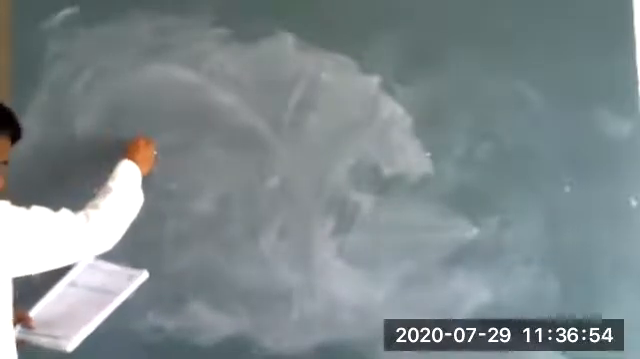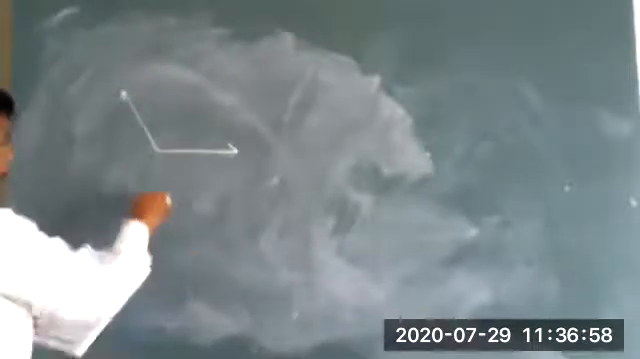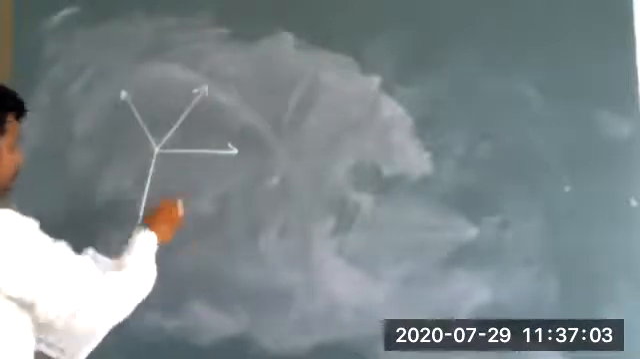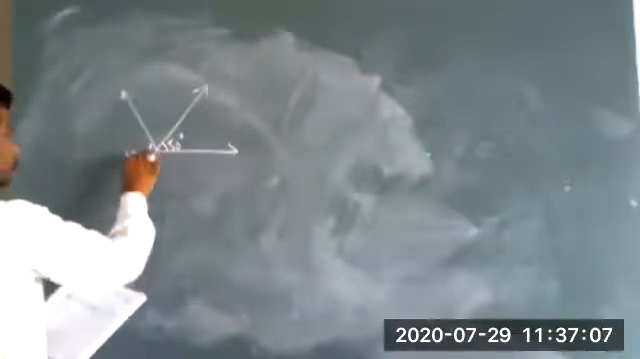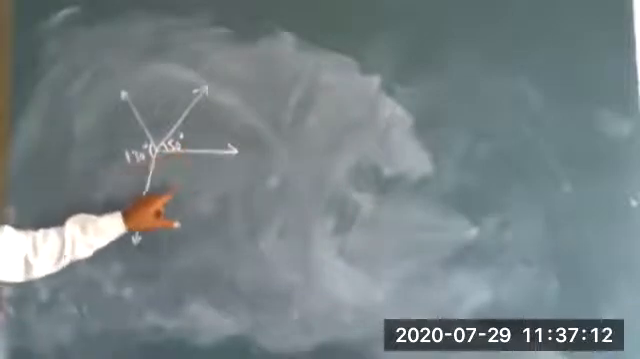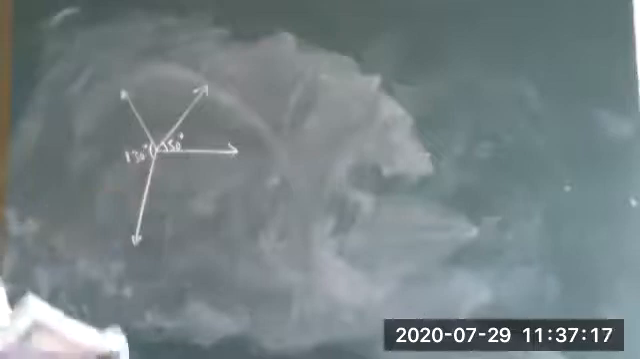Niharika took 130 degrees and 50 degrees, but she drew them like this. 130 plus 50 is 180, but it's not a linear pair. Why is it not a linear pair? What is a linear pair?